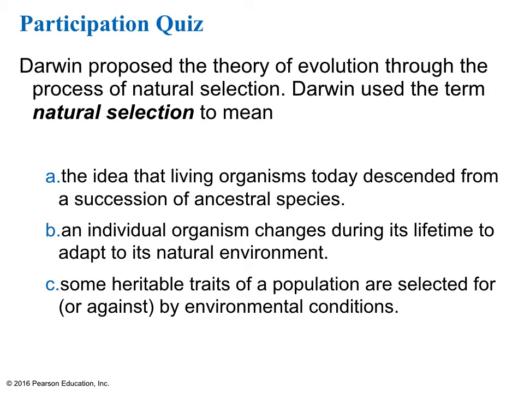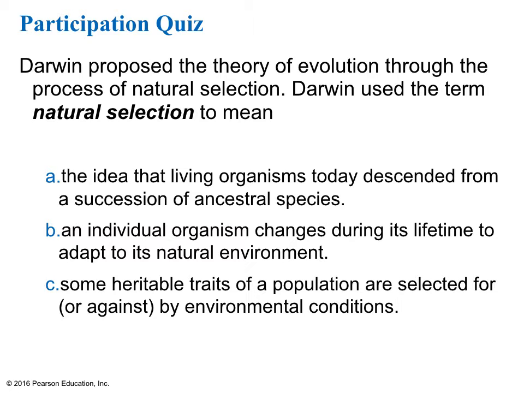The second, an individual organism changes during its lifetime to adapt to its environment. So natural selection and evolution happens on a population scale, not individuals. Individuals do not evolve, populations evolve. So this statement is just false, so it will not be the correct answer.